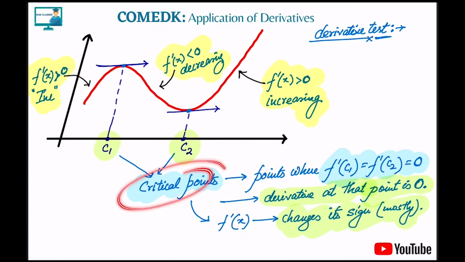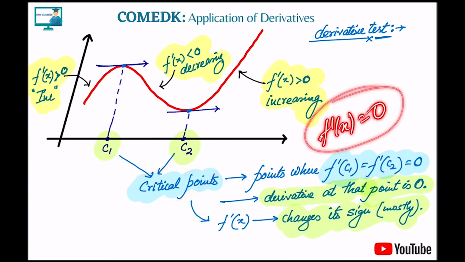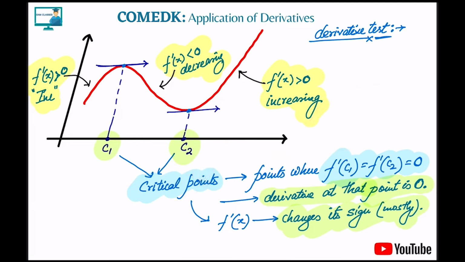Critical points are where f dash x is equal to 0. So at these points the graph just changes. The derivative changes the sign, or you can say the dy by dx, the slope, changes. Here the slope is positive, here the slope is negative. Now let's talk about maxima and minima, or we'll do it in the first derivative test, don't worry.